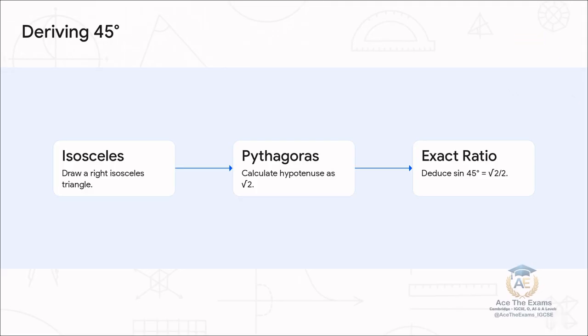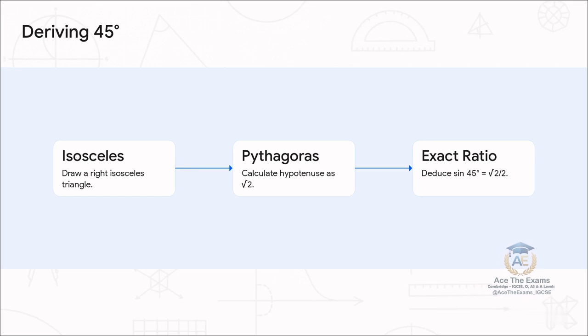Imagine taking a perfect square and cutting it diagonally in half. You get a right-angled isosceles triangle. Let's assign the two equal sides a length of exactly 1 unit. Because it's a right triangle, we can confidently use Pythagoras' theorem. 1 squared plus 1 squared equals 2, so the hypotenuse must be the square root of 2.